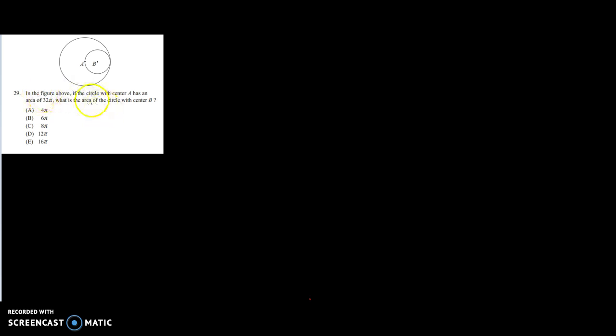So in the figure above, if the circle with center A has an area, oh gosh, that was awful. Try that again. Has an area of 32. That was even worse. I don't even know why I bothered to try to correct things. It just comes out worse when I should have let it go the first time. Anyway, okay. All right. Has an area of 32 pi. What is the area of the circle with center B?